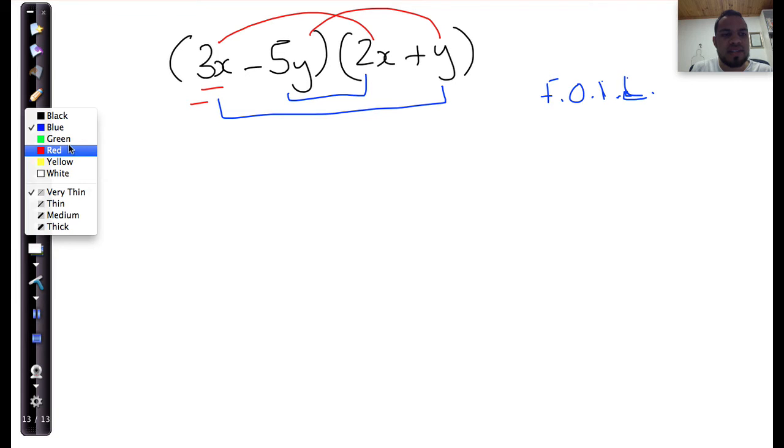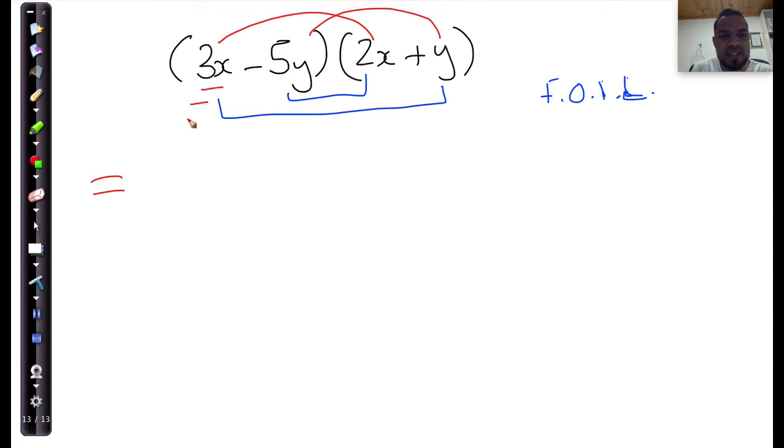So let's see what this does. I can multiply this 3x by that 2x. 3x times 2x: positive 3 times positive 2 is positive 6, and x times x is x squared. Then we do the last one: minus 5y times positive y. A minus times a positive is a minus, and 5 times the invisible 1 is just 5, and y times y is y squared. So I did the minus 5y times y, which is minus 5y squared, and I did the 3x multiplied by 2x, which gives us positive 6x squared.